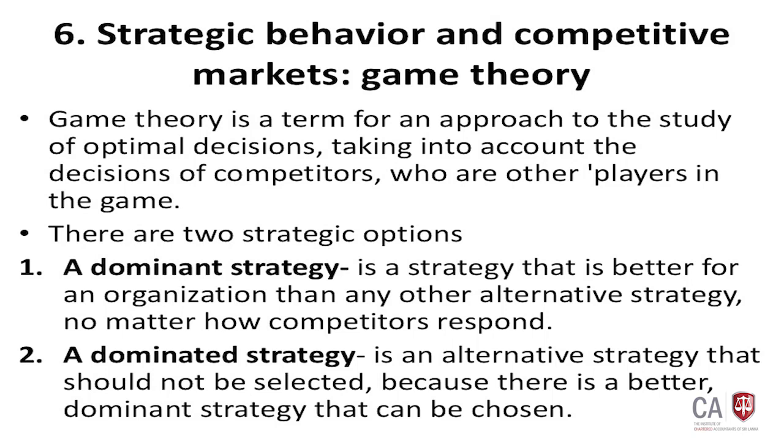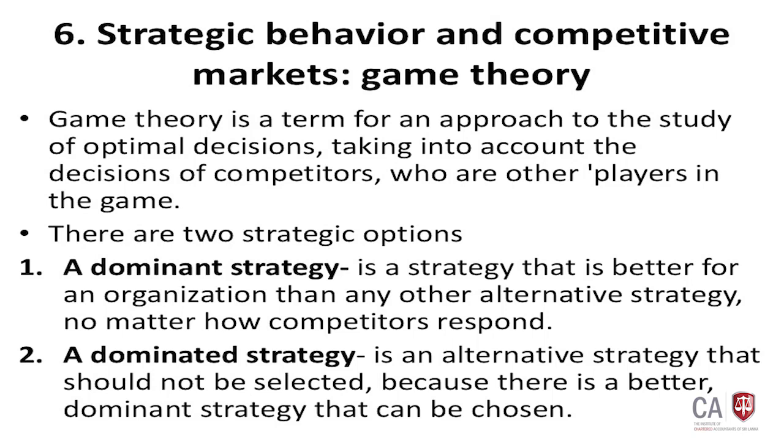A dominant strategy is a strategy that is better for an organization than any other alternative strategy, no matter how competitors respond. This is the best strategy you can have in the marketplace. Dominated strategy means the alternative strategy that should not be selected because there is a better dominant strategy that can be chosen. Why should you not select a dominated strategy? Because there is a better dominant strategy in the marketplace. So it is always advisable to select the best strategy in the marketplace.